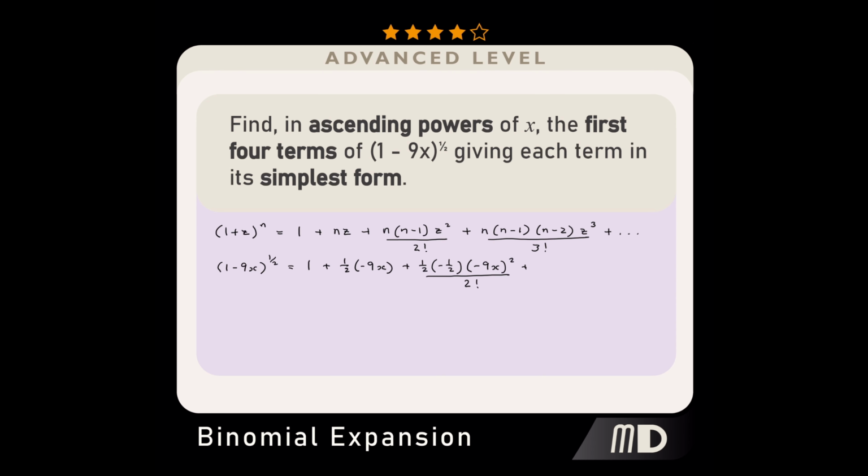plus 1/2 multiplied by minus 1/2 multiplied by minus 3/2 multiplied by minus 9x cubed divided by 3 factorial. And this continues for further terms.